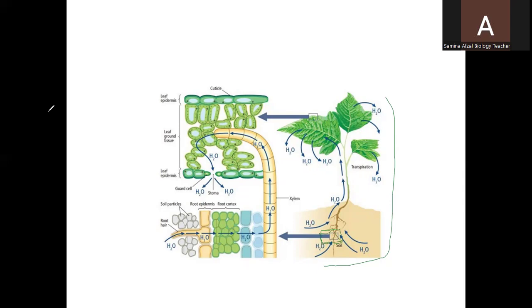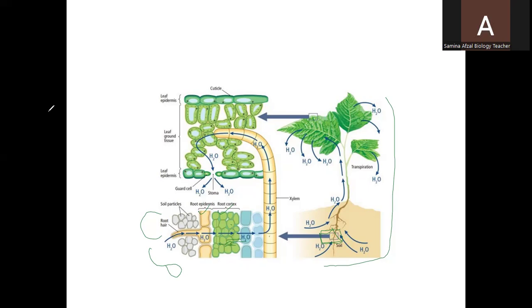You can see the root hair cell is there. In the root hair cells, the water potential is high in the soil. So water is entering through root hair cells and reaching the root cortex. This is the root epidermis. First of all, the water will enter the root hair cell, then it will reach the root cortex. As you know, the root cortex will have higher water potential when the water enters from the root hair cell.